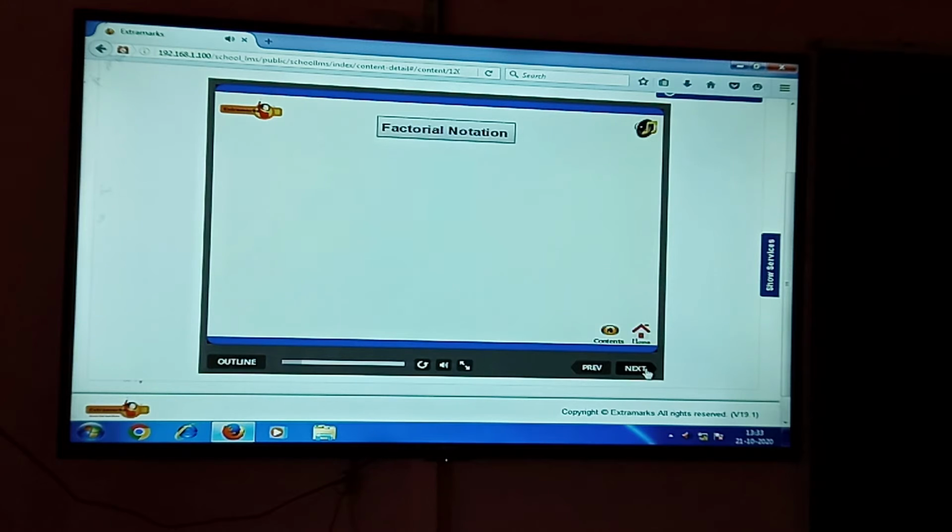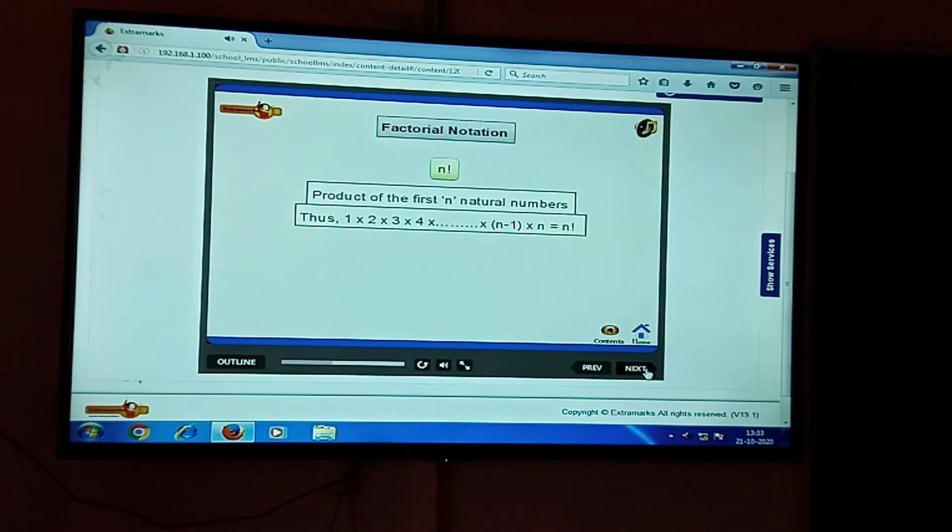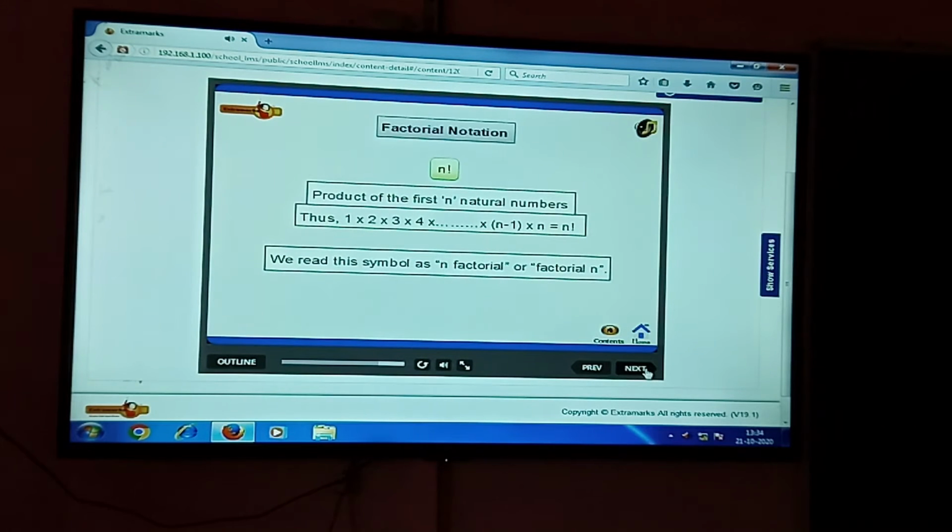Now let's understand factorial notation. The given notation represents the product of the first n natural numbers as shown. We read this symbol as n factorial or factorial n. Here is an example.